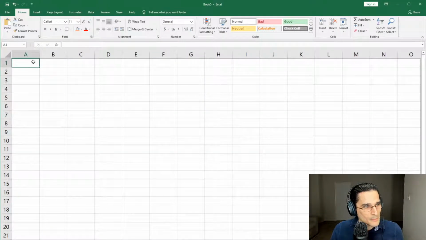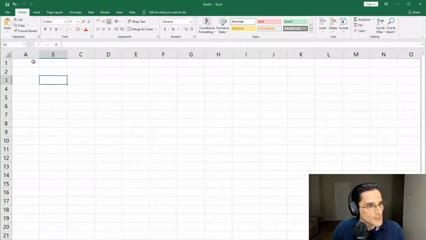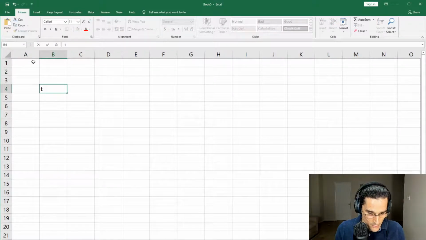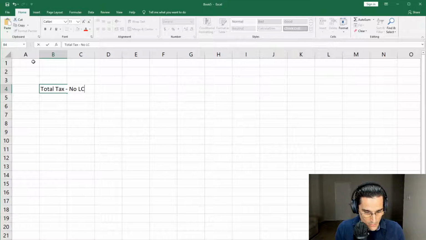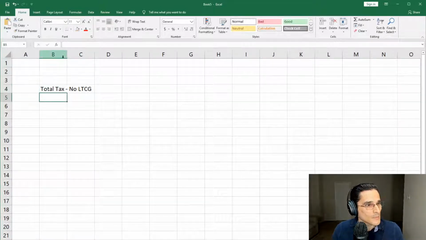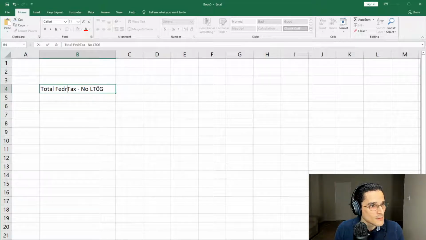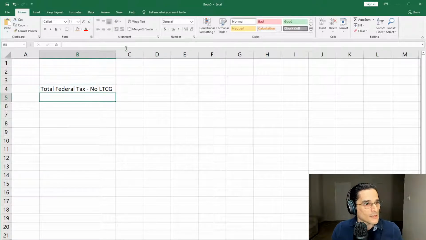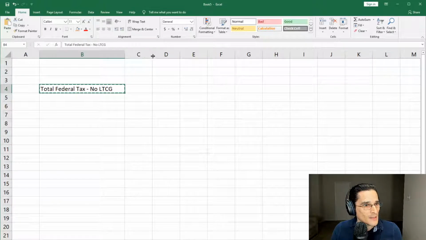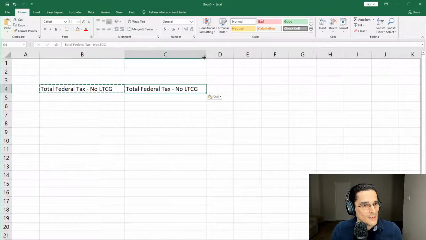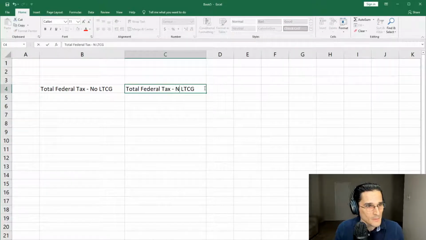All right. So we have the total tax, no long-term capital gain. All right. So total federal tax, no long-term capital gain. And let's find out what the capital gain amount would be. And we will compare.